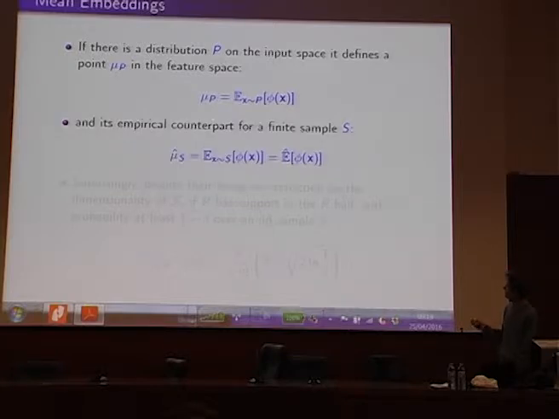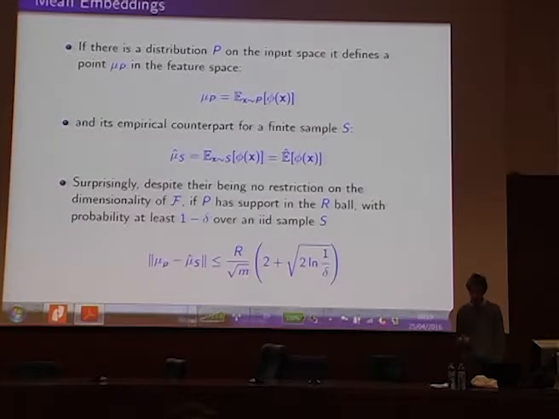And we can also do an empirical counterpart. If we have a finite sample from a distribution, we can take the finite average, sorry, of those images, and that's an empirical estimate of this point, mu p. So mu p is a unique point defined by the distribution. Mu hat s is an empirical estimate of that point.